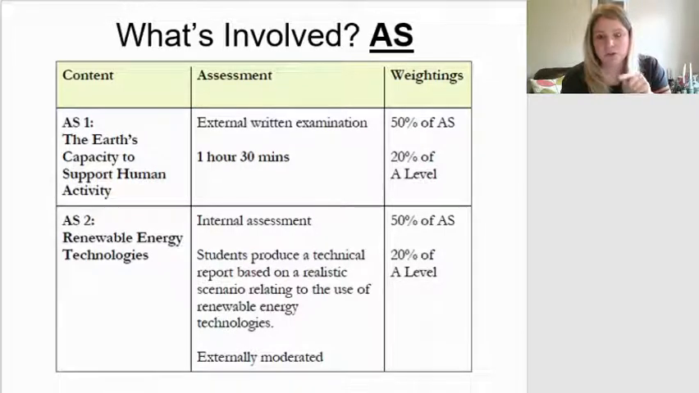Now Unit 2, you can see there it's called internal assessment. Unit 2 is basically coursework. So you do a project and you'll spend a good few months on that project, and that ends up being worth 50% of your AS as well, and then again 20% of your overall A level. So to summarise that, two units. One is a written exam, and the second one is a coursework project that you'll work on and then submit.